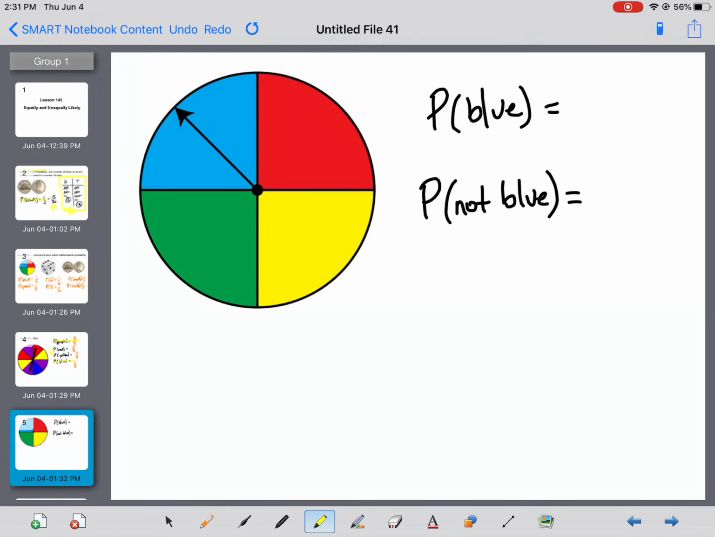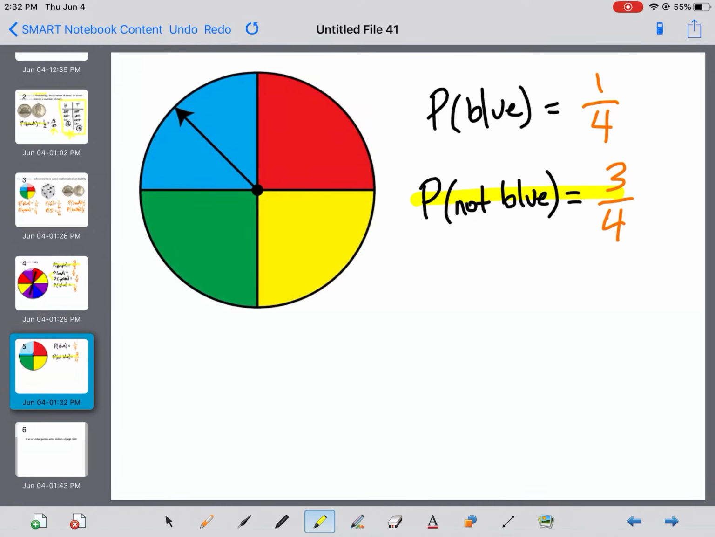And it can also work on spinners that look like this. They look very equal, but if you're looking for certain outcomes, they can become unequally likely. So for instance, the probability of spinning blue is 1 out of 4. But if you're looking at the probability of spinning a color that is not blue, the probability is 3 out of 4. So another example of unequally likely. It is more likely to spin a color that is not blue than it is to spin a color that is blue. So just be aware that there can be unequally likely probabilities depending on what you're looking at.